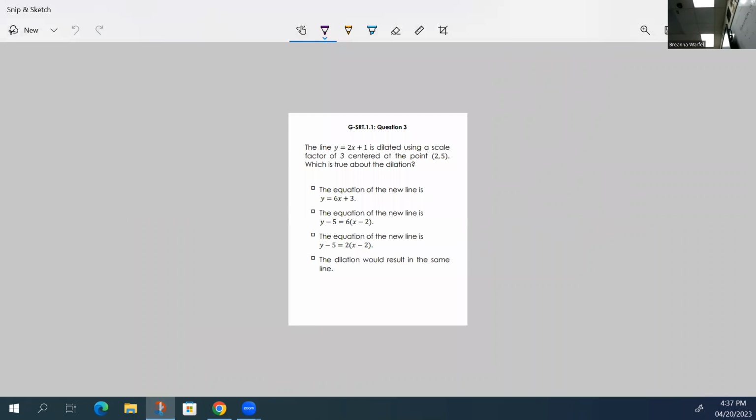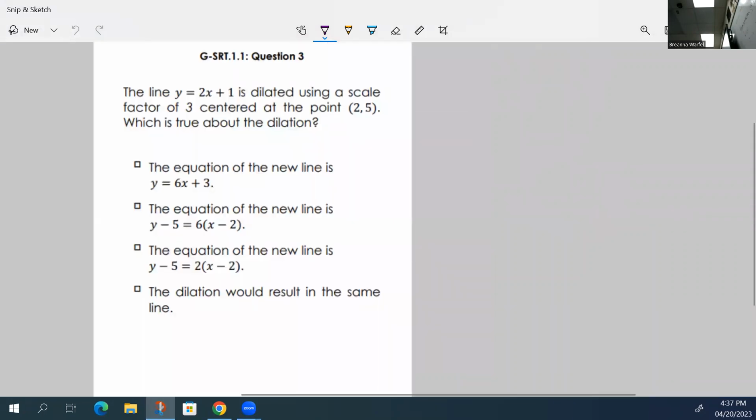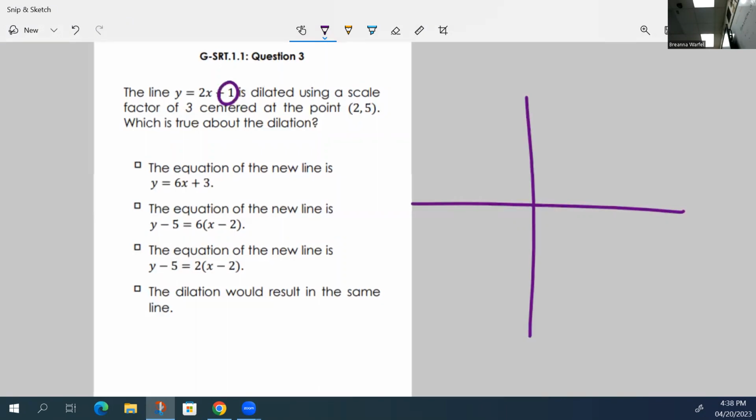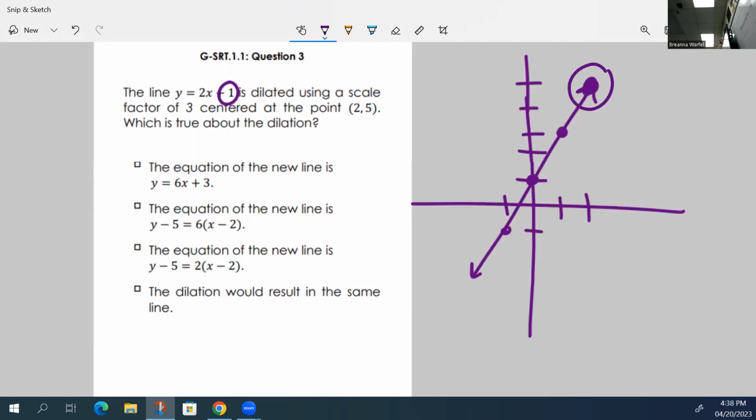So if you read my hint, you dilate a line just like you dilate a figure. You dilate the points. So remember, this is your y-intercept. So you start at 1, and then the slope is 2 over 1. So you go up to right 1, down to left 1. So we're just going to generally get your equation there. You're going to dilate it by a scale factor of 3 centered at 2, 5. So let's see, 2, 1, 2, 3, 4, 5, which should be a point. So this is 2, 5. That should be a point on your line over 1.